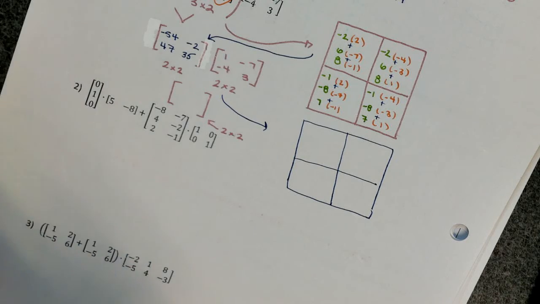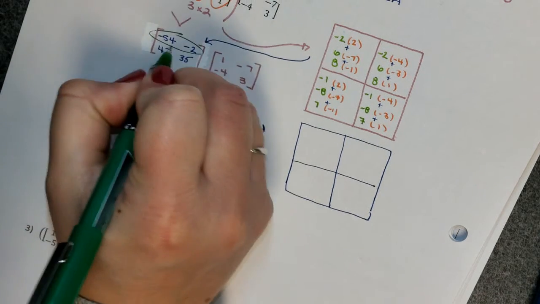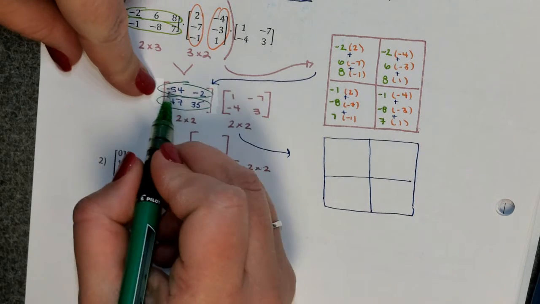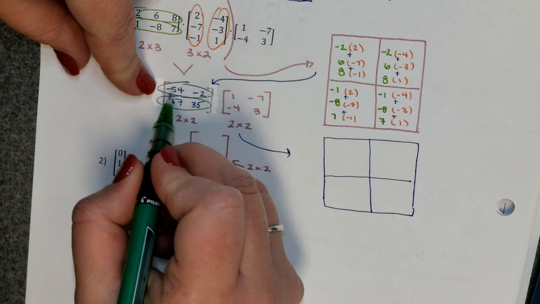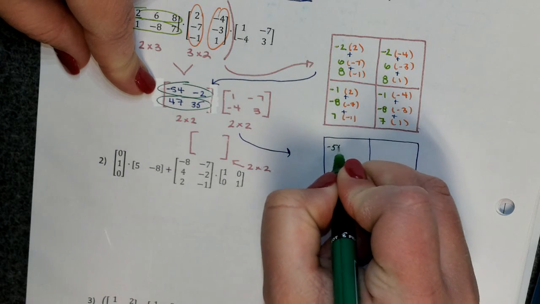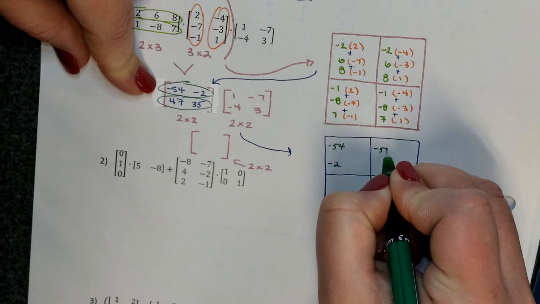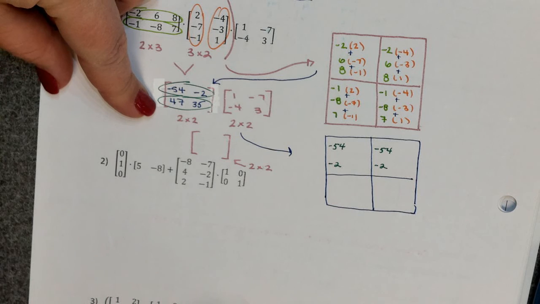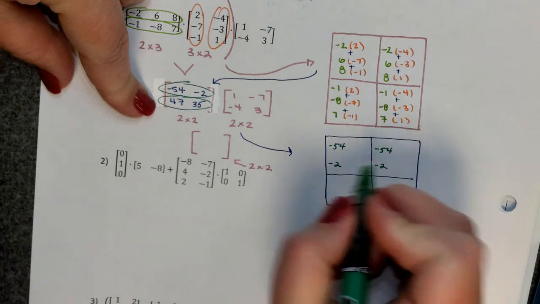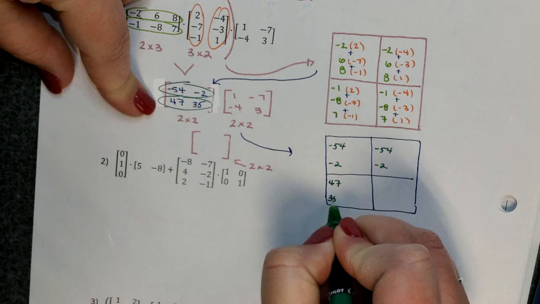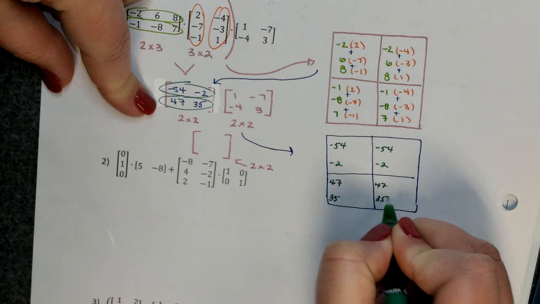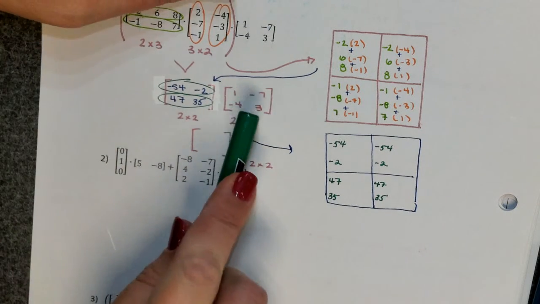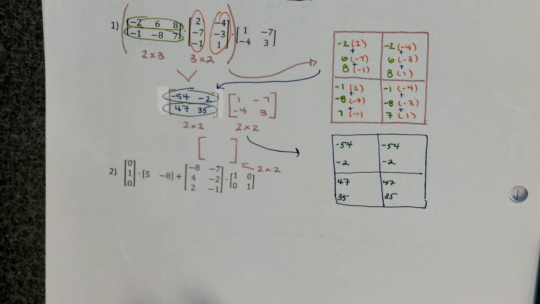And you're going to look at the rows in the first. So in the top row, what two numbers do you use? -54 and -2. -54 and -2 across the top row. Okay. What numbers do we use in that bottom row? 47 and 35. Okay. What numbers do we look at, or what do we circle in this second matrix here?